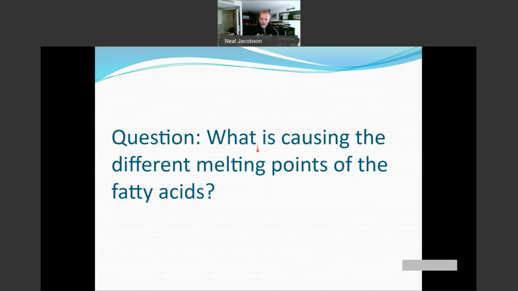So we talked about what causes the different melting points of the fatty acids. Go ahead and answer that question real quick in your head. I'm phrasing it slightly differently here: what is causing the different melting points?